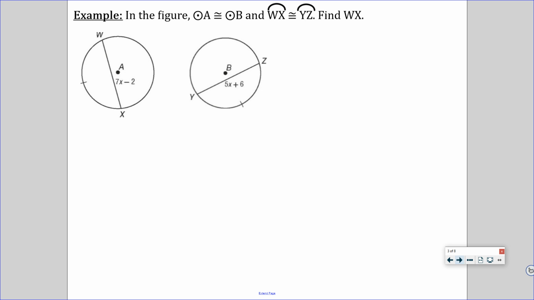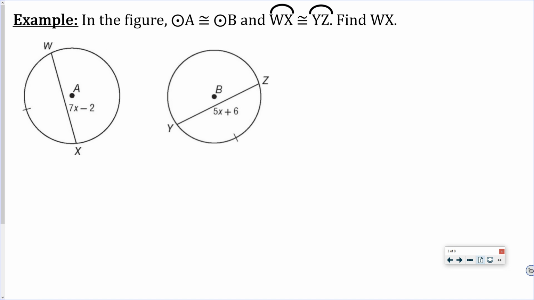All right, in this figure, circle A is congruent to circle B. Remember, all circles are similar, but in order for two circles to be congruent, the diameters or the radius length have to be the same. All right, this is what they tell us. Arc WX is congruent to arcs YZ, and they marked that for us.